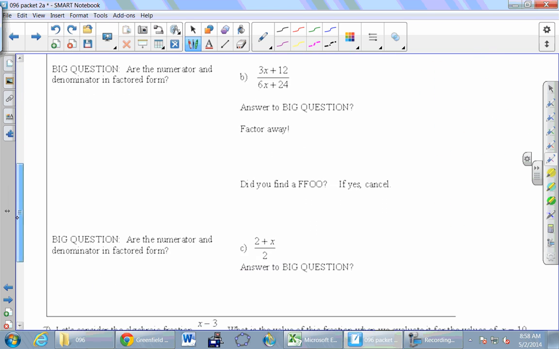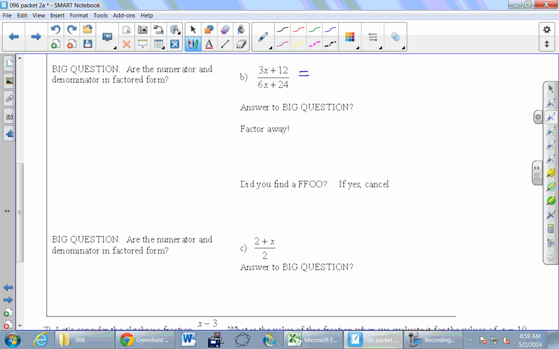to part B. 3x plus 12 over 6x plus 24. I see lots of things that I want to cancel. Is it allowed right now? It's not, because there's an addition on the top, addition on the bottom. Nothing is ready to cancel. So instead, what do we do first? Factor. So let's factor.